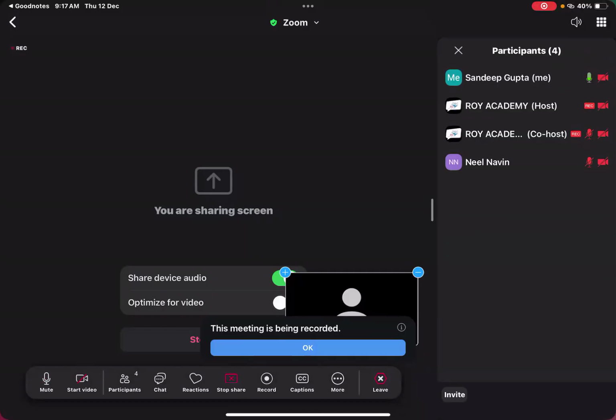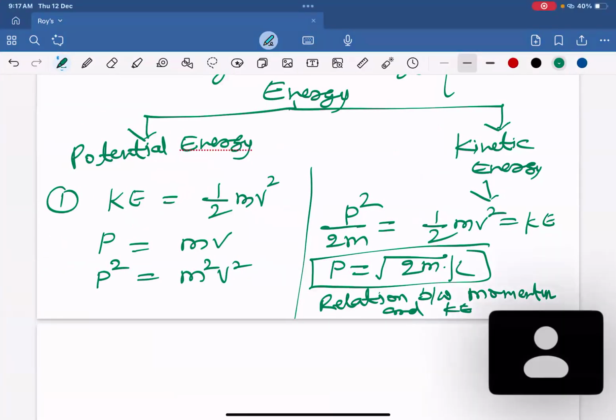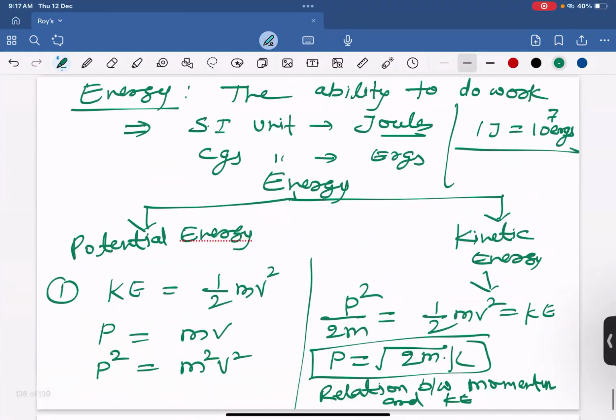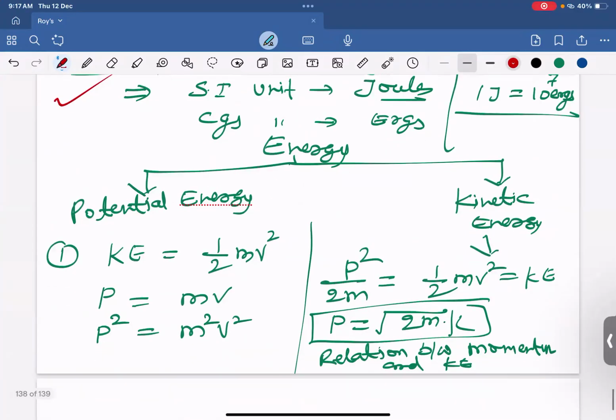Okay, understood, Neil, this concept about energy. Yes, sir. Neil? Yes, sir. Okay.